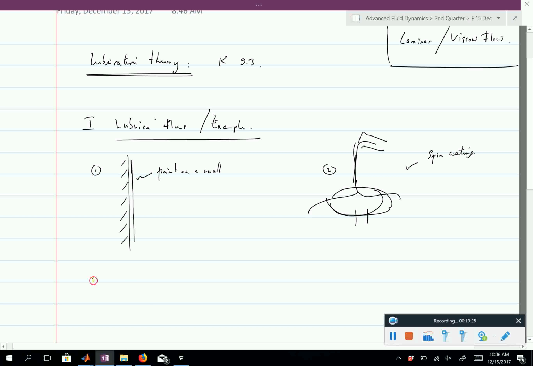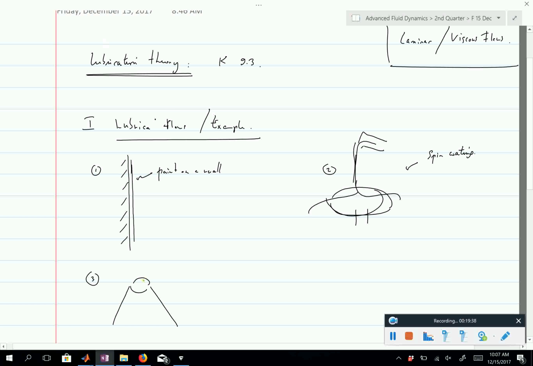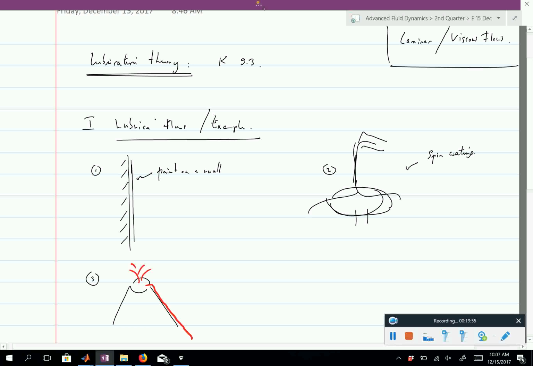If you think about geophysical flows, the flow of lava. Now I'll change color. I'll do red for lava. So this is not lubrication, but when the lava just flows like this, that will be lubrication. Again, you have two very different length scales. So this is also lubrication.